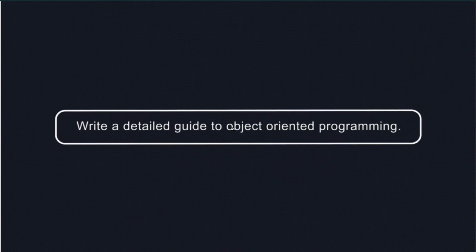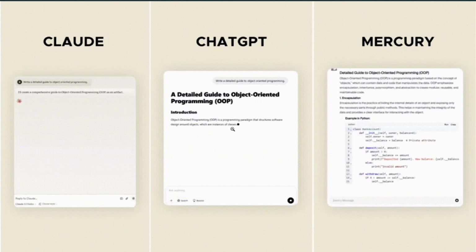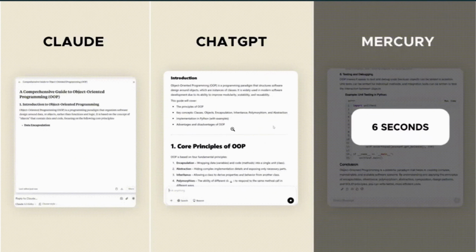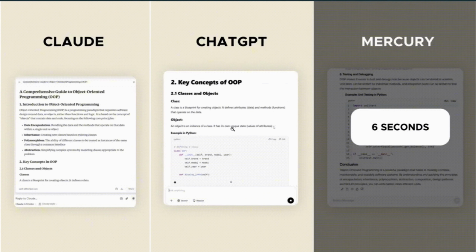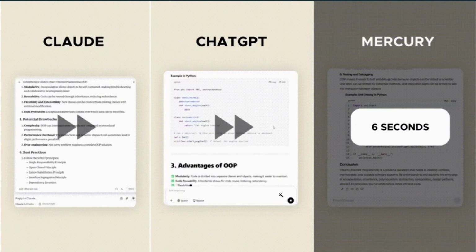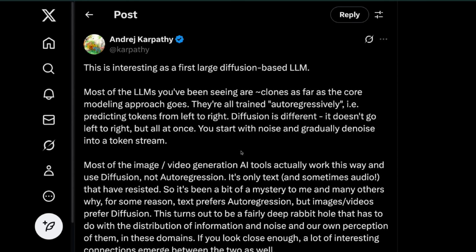And one more thing, Google is not the first one to create a diffusion-based LLM. There is a company called Inception Labs who released Mercury, which was one of the first commercially available diffusion-based large language models. Even Andrej Karpathy at the time tweeted about this. We're going to come back to this tweet.